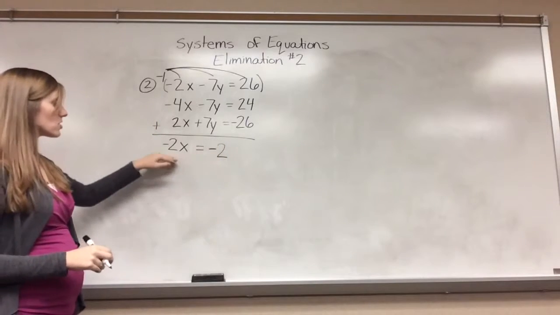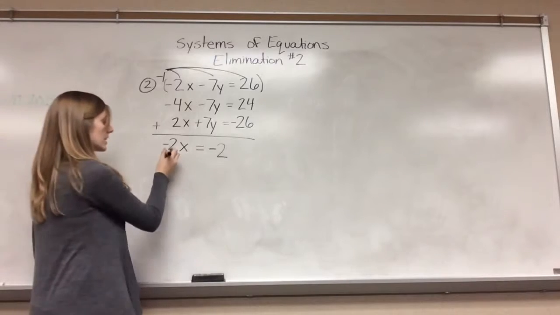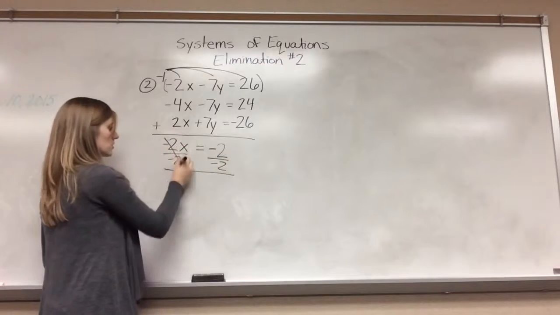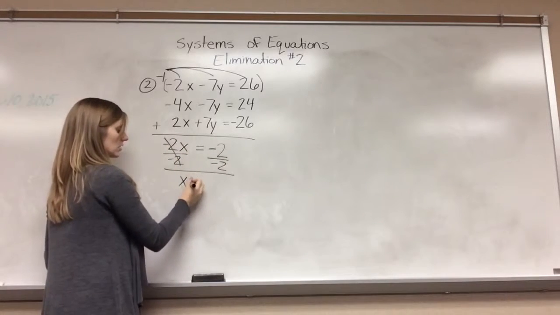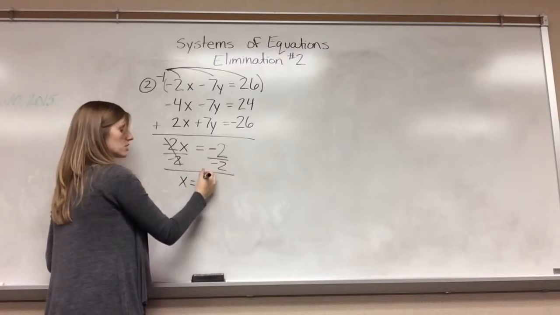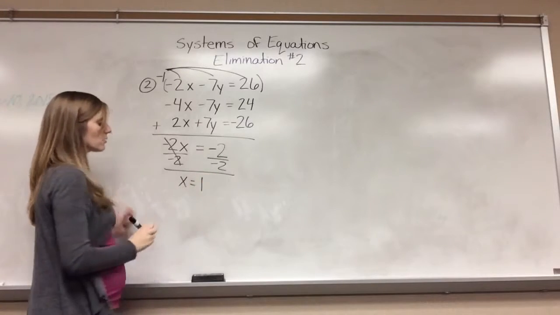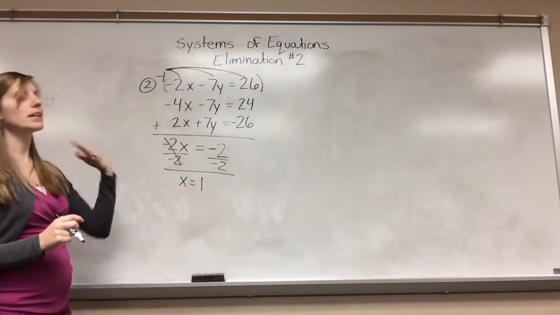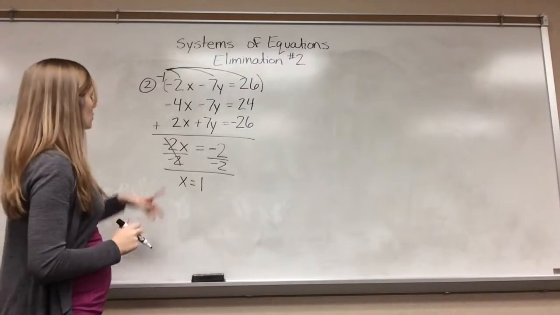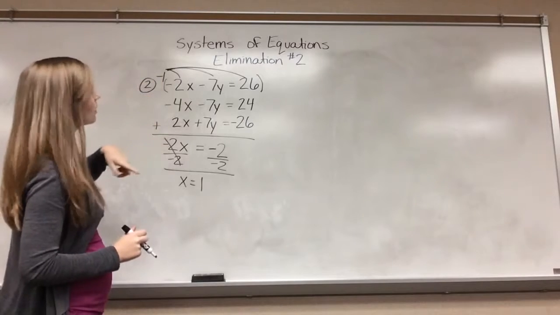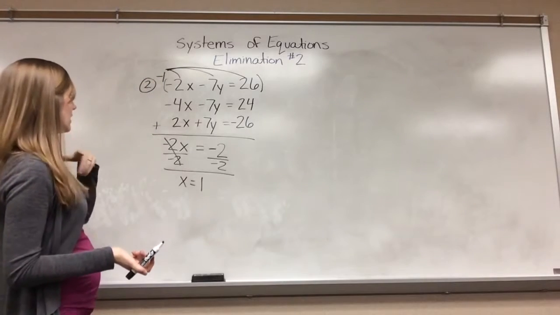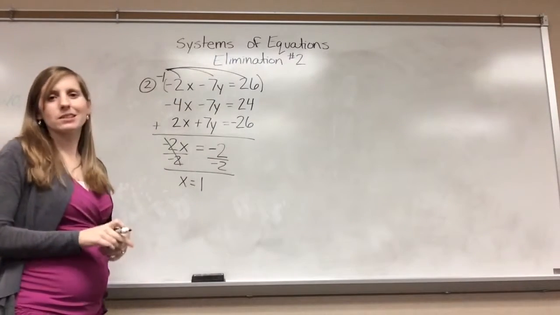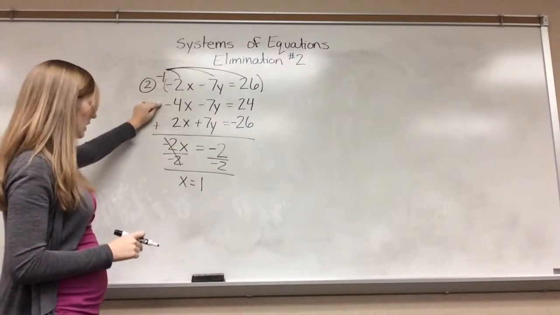And then from here, to solve for x, I just have to divide by negative 2 on both sides. So negative 2 divided by negative 2 is gone, and negative 2 divided by negative 2 is just 1. So x is equal to 1. But remember, we're not finished yet. We have x, but now I need to find y. So use one of the original problems. In this case, I'm going to go ahead and use the second one because 24 is smaller than 26. It really doesn't matter, but I'm going to use the second one.